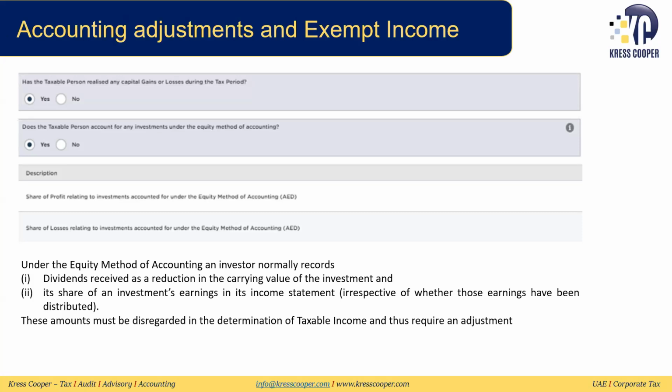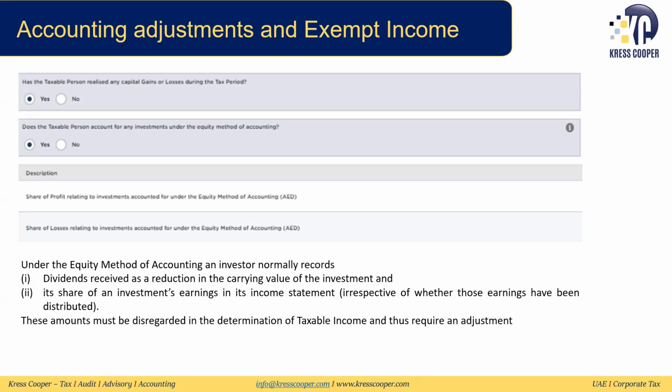So now it will ask you some relevant questions. The first question it will ask you is, has the taxable person realized any capital gain or loss during the tax period? Does the taxable person account for any investment under the equity method of accounting? We know that under the equity method of accounting, an investor normally records the dividend received as a deduction in the carrying value of the investment and its share of an investment earning in its income statement.